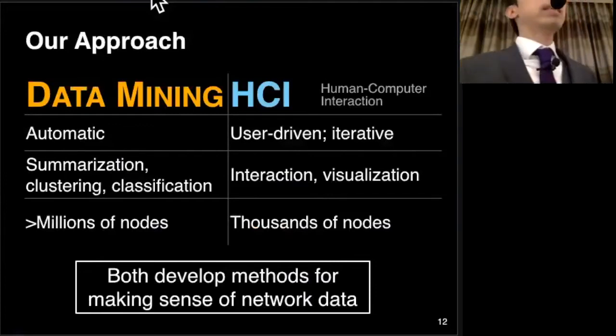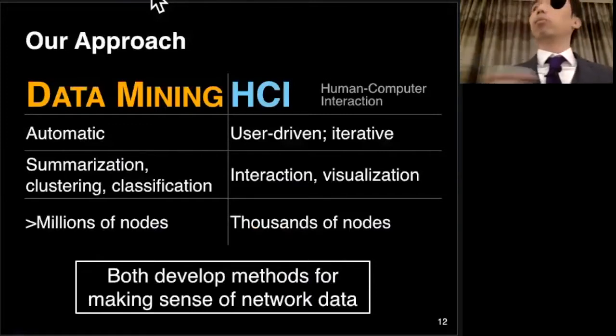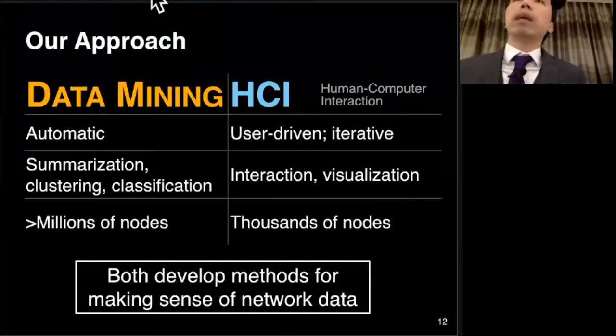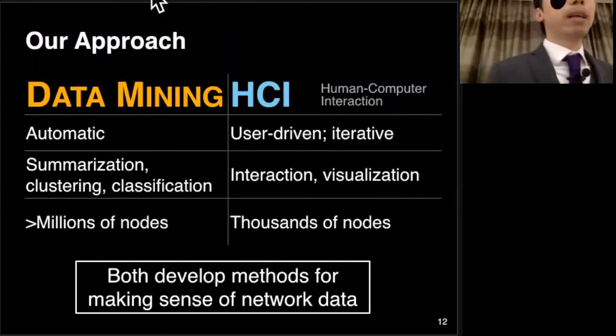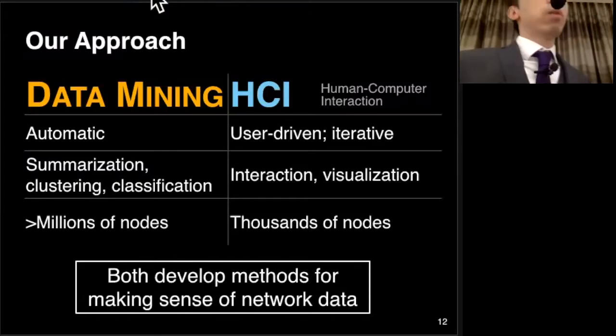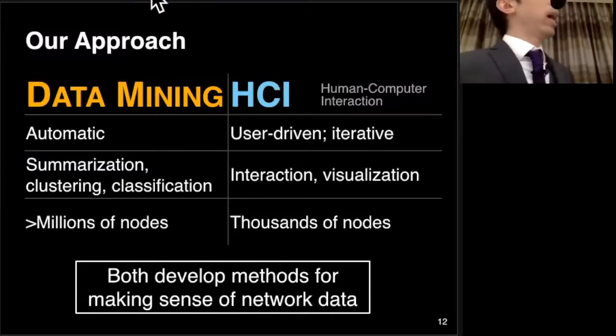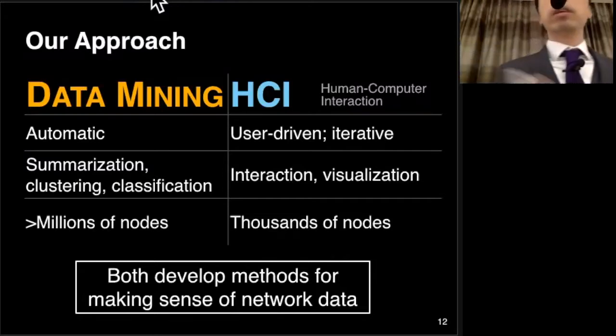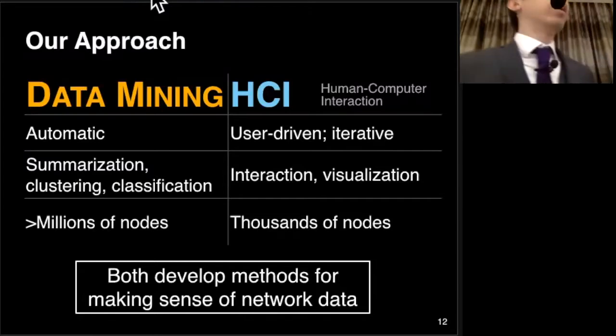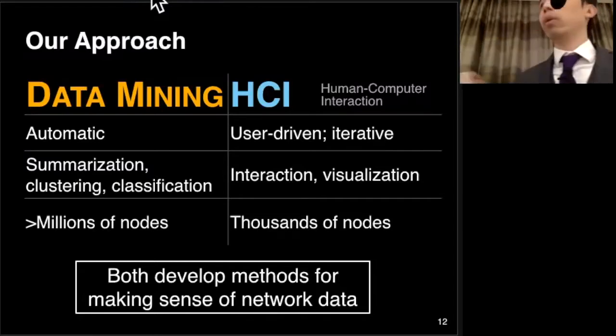Both areas have long been developing methods to help people make sense of large network data, but conventionally there's not as much cross-pollination as you might expect. For example, data mining often focuses more on automated techniques like summarization, clustering, classification, and so on, and all of them are very scalable, to millions and billions of items. Human-computer interaction, on the other hand, is more user-driven. They care a lot more about the user's goals. They design novel interaction and visualization techniques to explore the data.